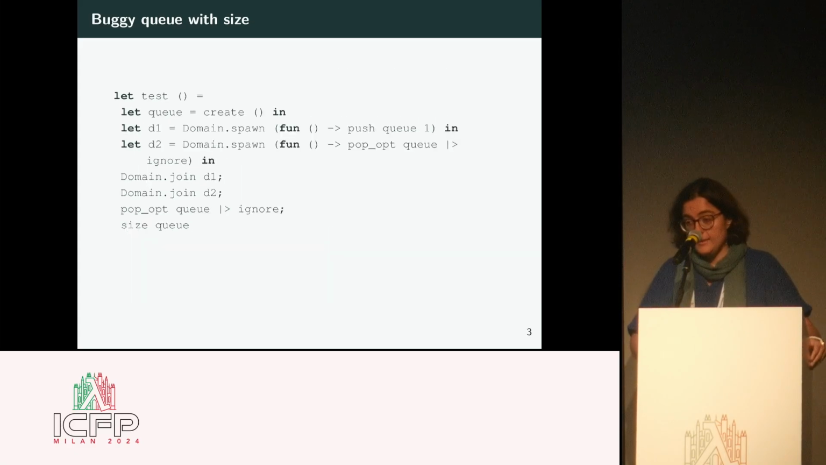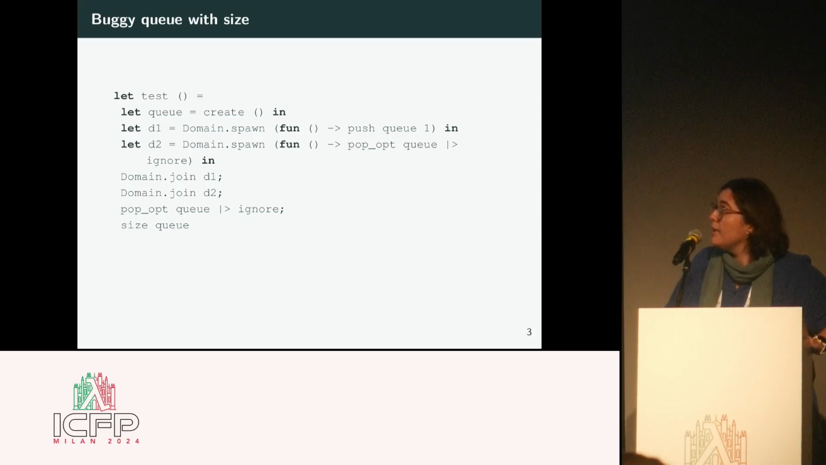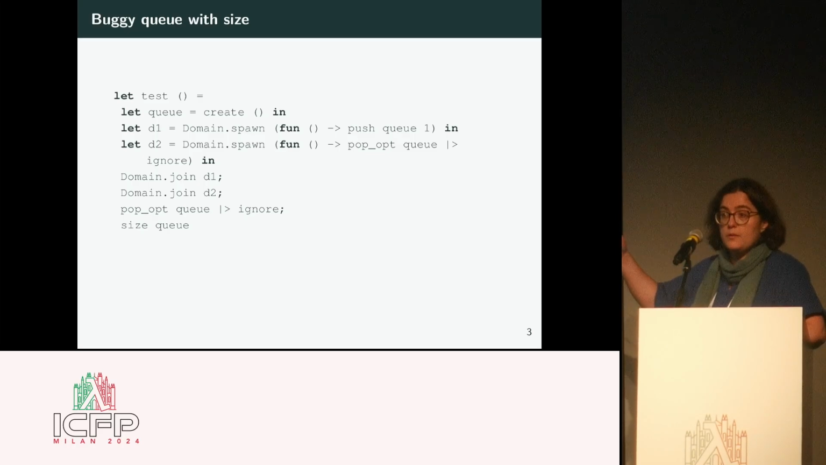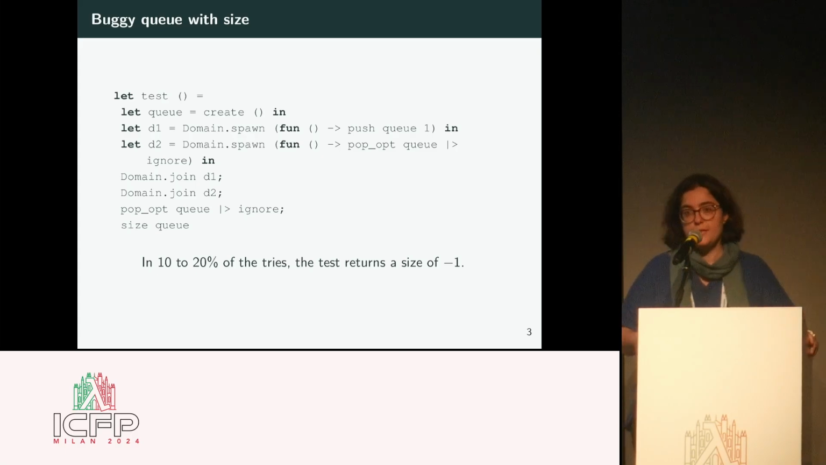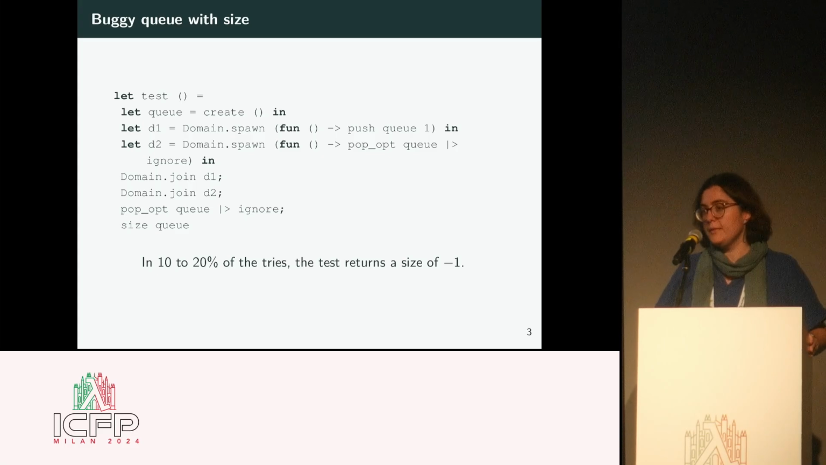But if you try this test, it's actually going to give you a surprising result. In this test, you have two domains working in parallel. One is doing one pop, the other is doing one push, and once they are done, you do one additional pop. So at this point in the code, your queue is empty, so your size should be 0. But if you run it, 10 to 20% of the time you are actually going to get a size of -1. And the author was just trying to add a size function, something very basic, to a very common data structure, a queue. So something that looks very easy to do, and still there is a mistake in it.